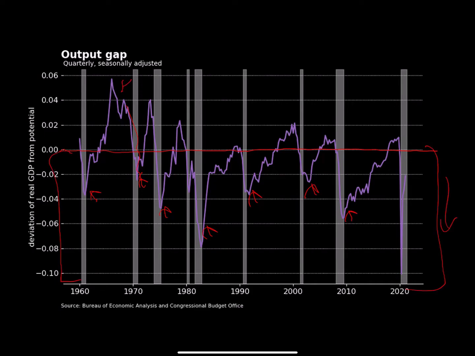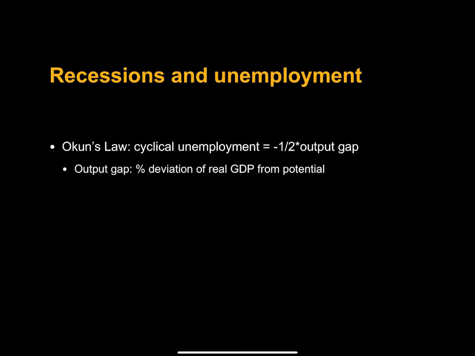So what happens when real GDP is below potential? Well, naturally, the unemployment rate increases. This is when we experience cyclical unemployment. But how much? Okun's law is a rule of thumb, and a rule of thumb that's not exact, but suggests that the cyclical component of unemployment is going to be approximately 1/2 of the output gap. Recall, output gap is percent deviation of real GDP from potential.